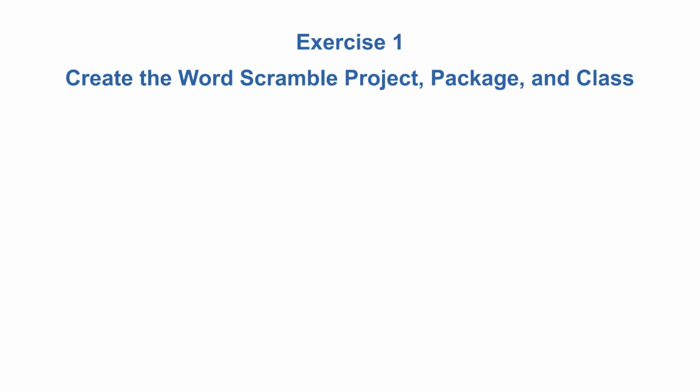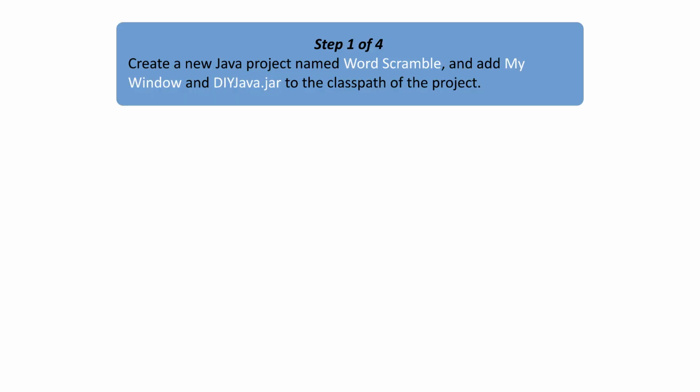Exercise 1. Create the Word Scramble project, package, and class. Pause the video if you need more time in any of these exercises. If you want to see how I would complete any of the listings, please refer to the completed listings at the end of this video. First, create a new Java project named Word Scramble and add MyWindow and DIYjava.jar to the class path of the project. Hint: MyWindow is a Java project. DIYjava.jar is an external jar file.